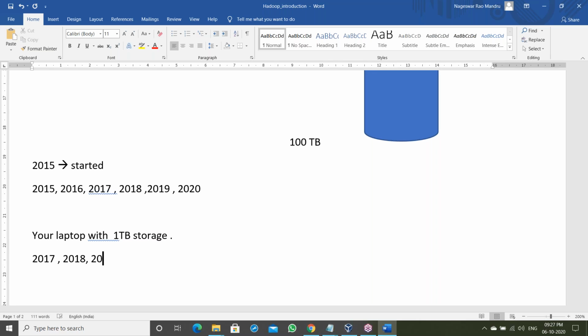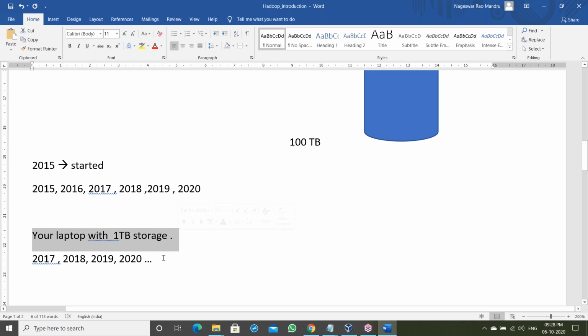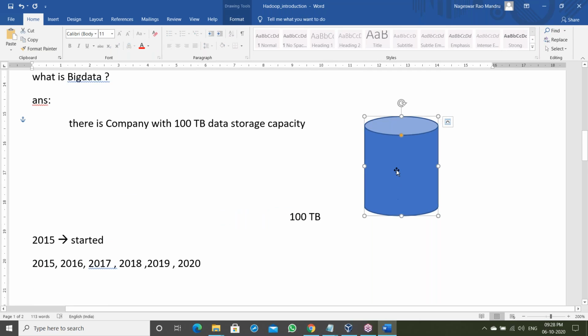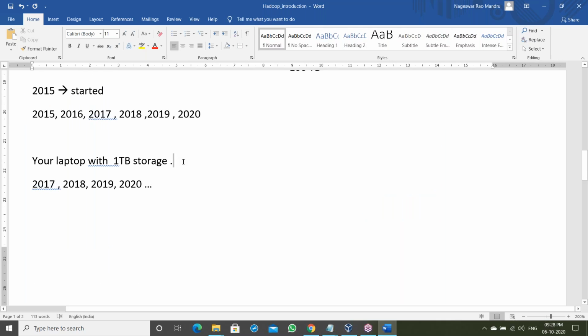Continuous data generating through 2018, 2019, and suppose by 2020 your 1 TB disk is filled. You can't use it, yet data is still there. That means you are facing a big data problem. Your system capacity is only 1 TB, but the data is more than 1 TB. In the 100 TB case the company faces a big data problem, and in your case you face a big data problem. This is nothing but big data.